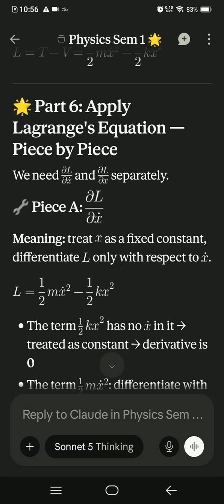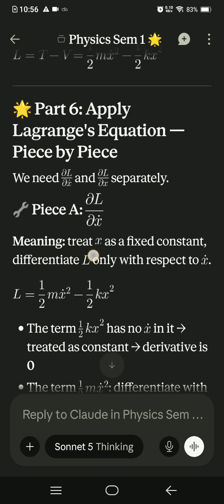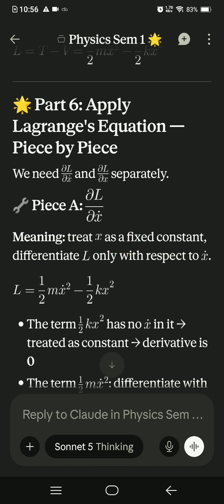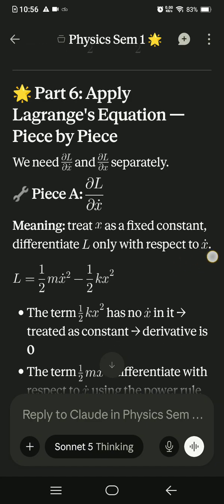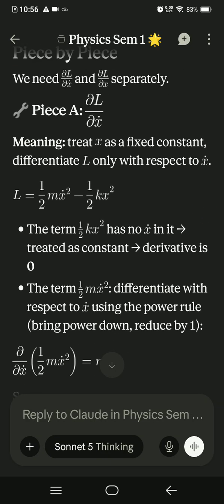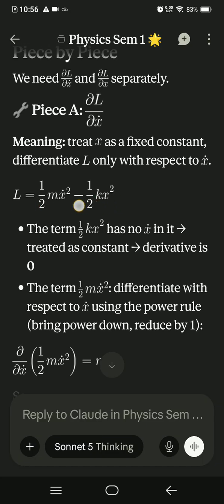So we are going to do partial differentiation with respect to x dot, meaning treat x as a fixed constant and differentiate L only with respect to x dot. Basically only the x dot terms will be differentiated, right? Only those get differentiated, whatever. So here, let's do it. Now this term has no x dot in it.